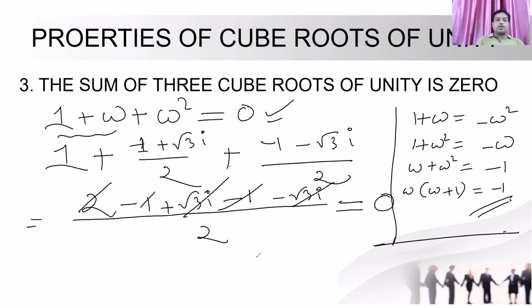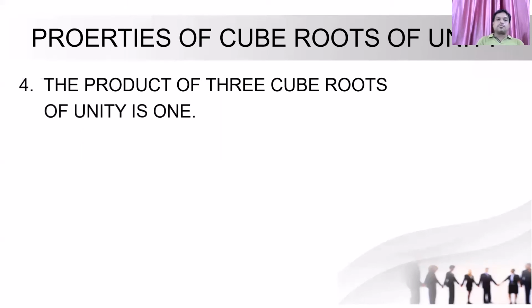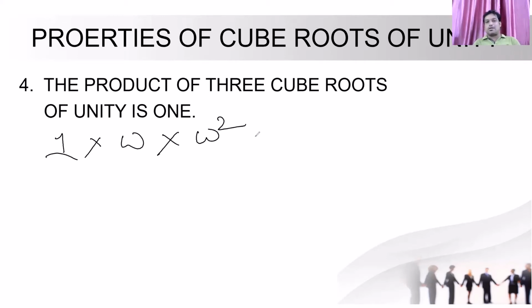So now come to the next property. Property number 4. In property number 4, the product of three cube roots of unity is 1. 1 into omega into the third cube root, omega square. If you multiply them, you will get omega cube. But we know omega cube equal to what? 1.